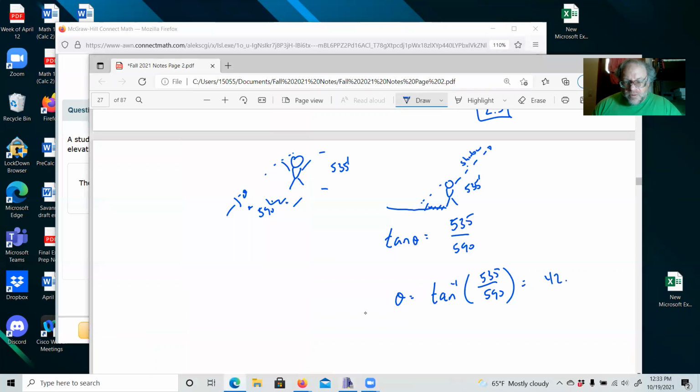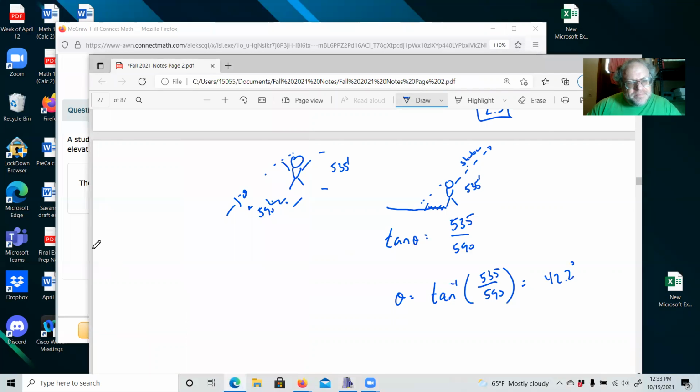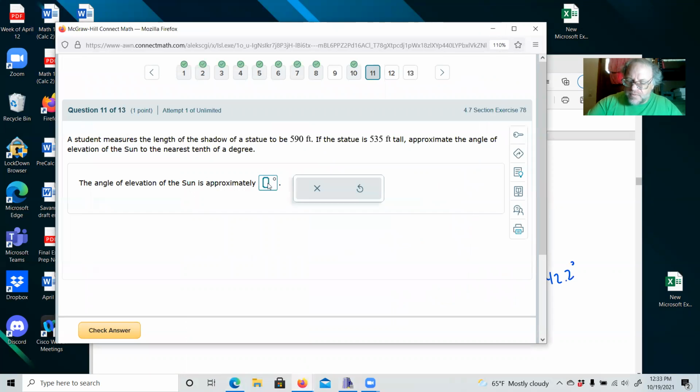So 42 point, that looks like 2 degrees. Check that, 42.2 degrees. 42.2 degrees.